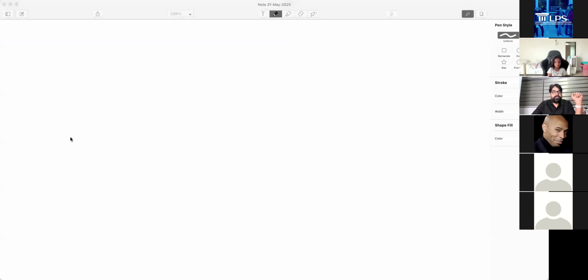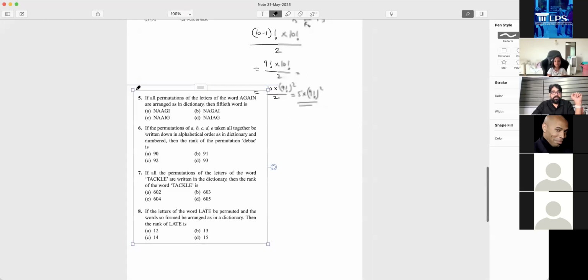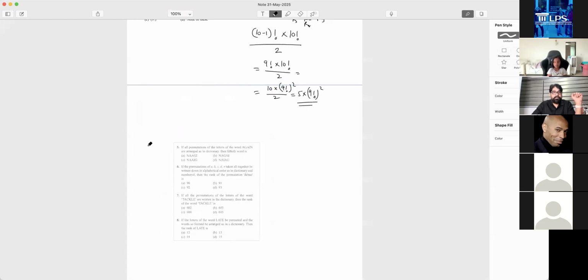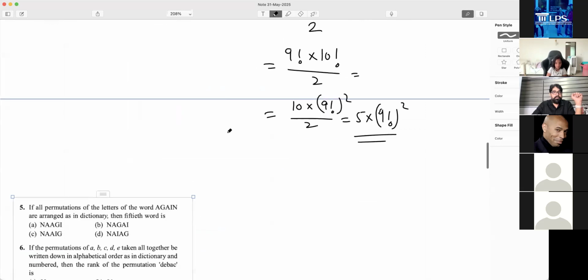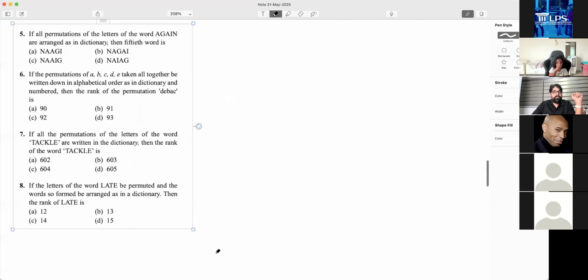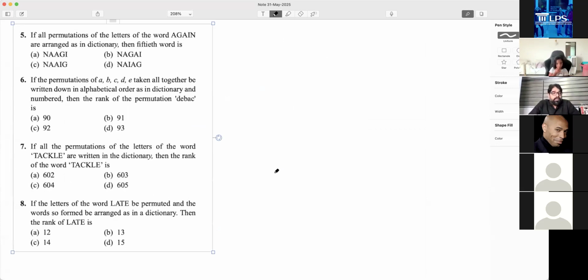Next set of questions, same circular permutation. Just let me make it small. Question number 5. This is slightly different. It's not circular permutation. It's something different. Question number 5, everybody, please.